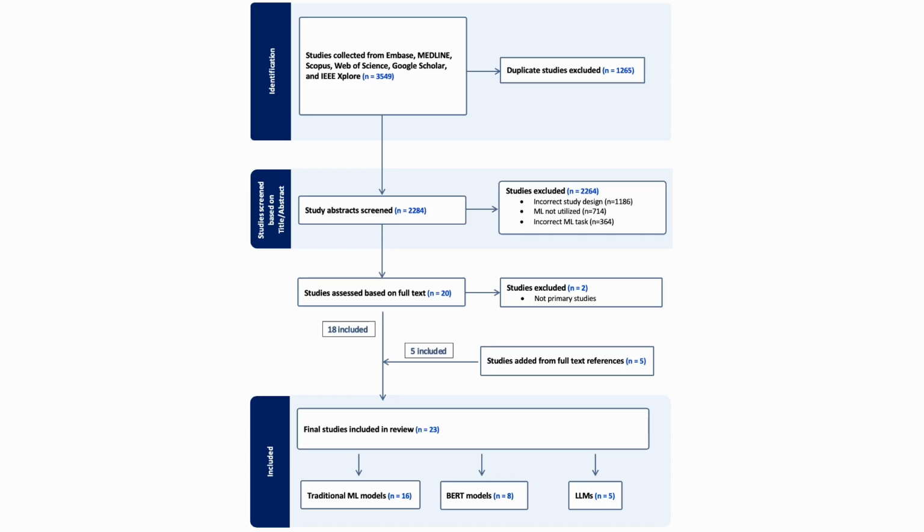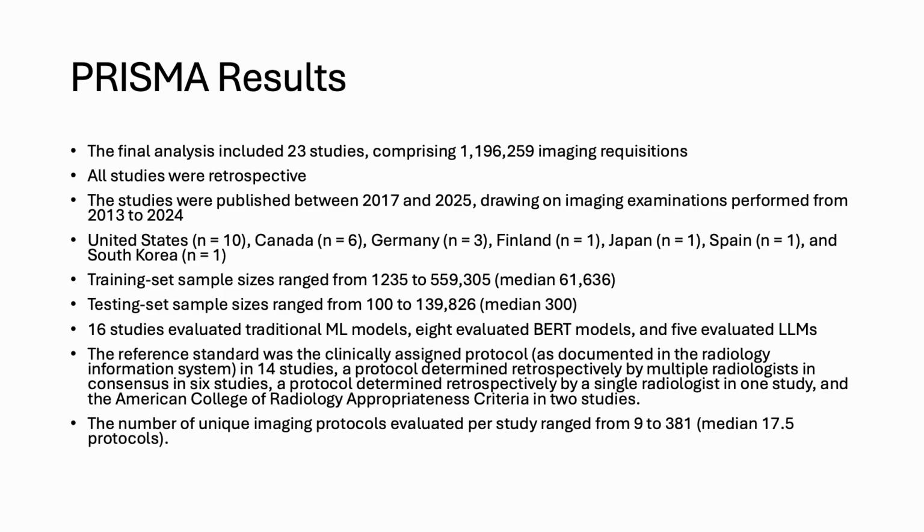In terms of our PRISMA diagram, we started off with over 3,500 abstracts from various databases, and we were able to distill that down to 23 final studies that included 16 traditional machine learning studies, 8 BERT studies, and 5 LLM studies. For the included studies, there were over 1 million imaging requisitions included overall. All these studies were retrospective, published between 2017 and 2025, and this included 10 US studies, 6 from Canada, 3 from Germany, 1 from each of Finland, Japan, Spain, and South Korea.